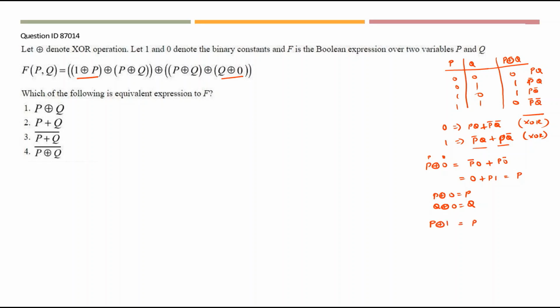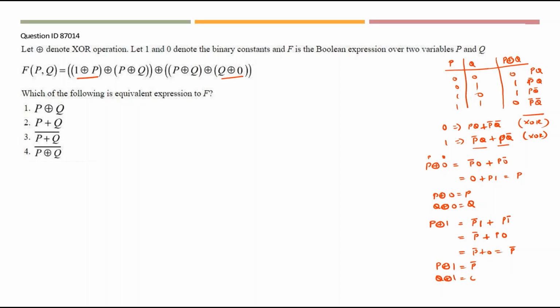So P bar into 1 plus P into 1 bar. P bar into 1 will give P bar, plus P into 1 bar is 0. So the complement of 1 will be 0. Anything with 0 is 0. So we will end up with P bar. So P XOR 1 or 1 XOR P will give negation of P.